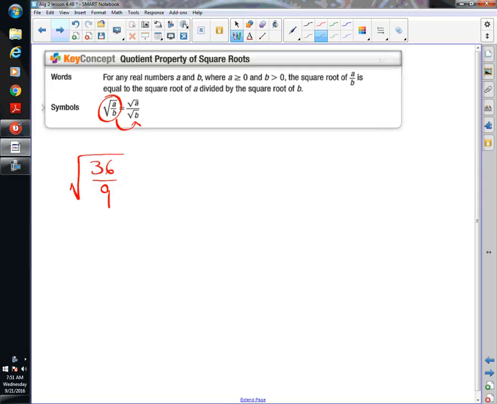Now, we know that 36 over 9 is equal to 4. So the square root of 4 is 2. All right, so we're aiming for a 2 here. Using the quotient property of square roots, I could take this and break it apart into the square root of 36 over the square root of 9. Now, the square root of 36 is 6, and the square root of 9 is 3, and 6 divided by 3 is 2. So you can see that this does work in square roots here.